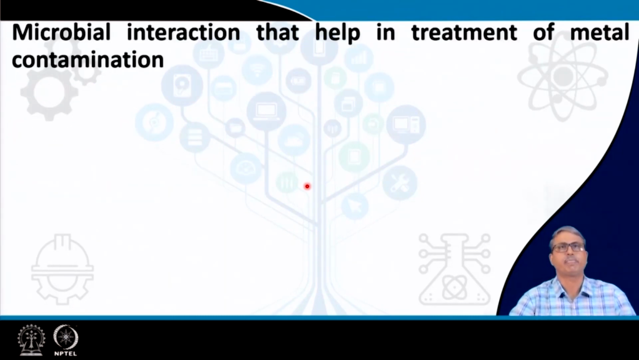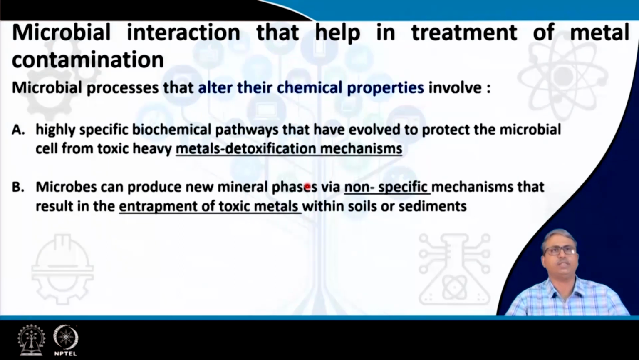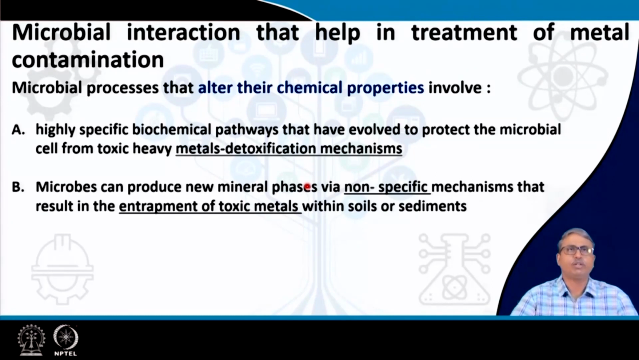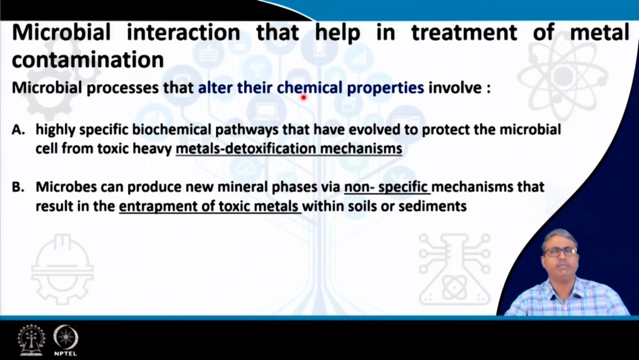bioremediation process development. Now, microbial interactions that help in treatment of metal contamination could be of three basic types. Microbial processes that eventually alter the chemical properties. When we say chemical properties, that means they also affect the environmental behavior or environmental fate, environmental toxicity, and bioavailability of the heavy metals. So, these are wide ranging processes. These are multiple processes which are involved in altering the fate and chemical properties of the heavy metals.